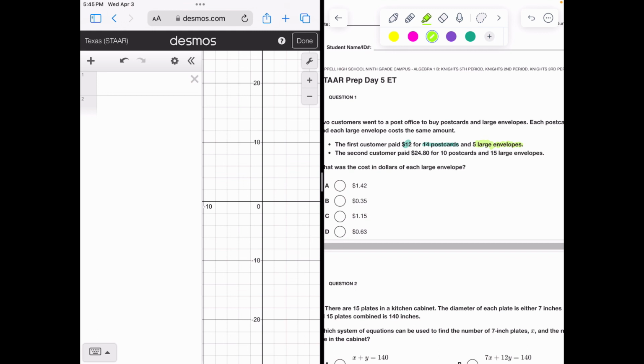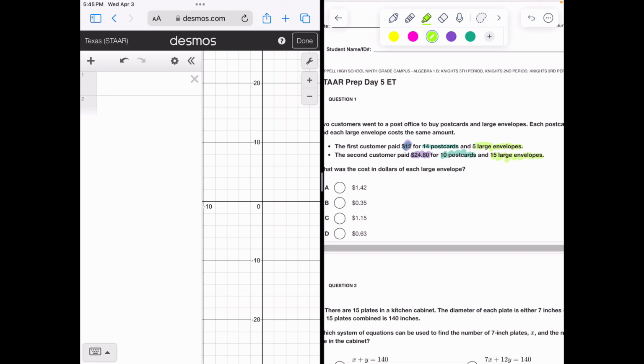The other customer paid... I'm going to make that a little bit different because there are three parts of information right over here. We have 24.80, and then we have 10 postcards and 15 large envelopes for the second customer. And we're trying to find the cost in dollars of each large envelope.